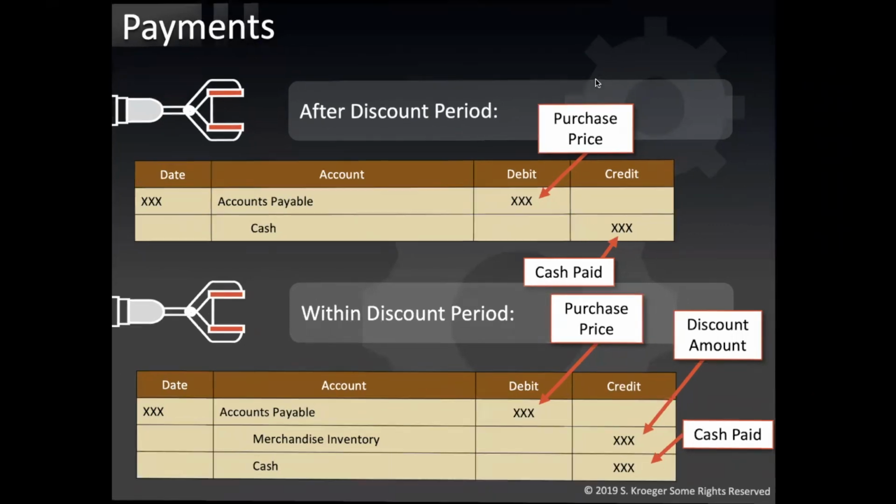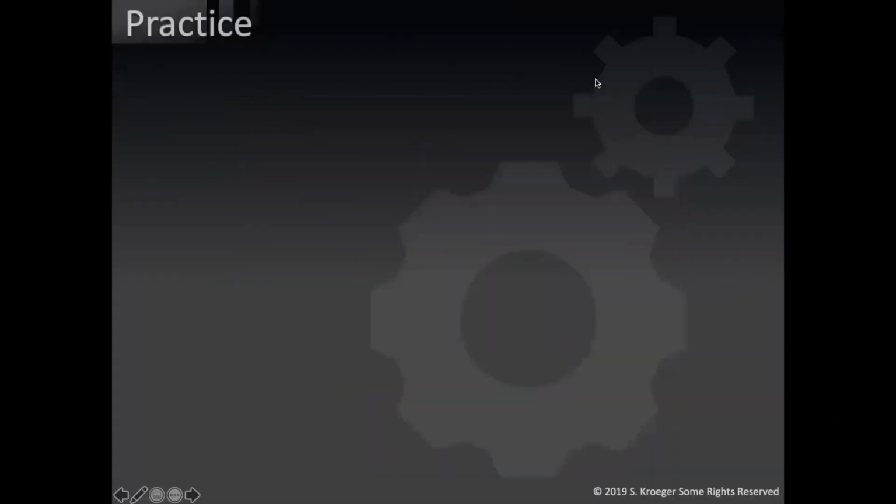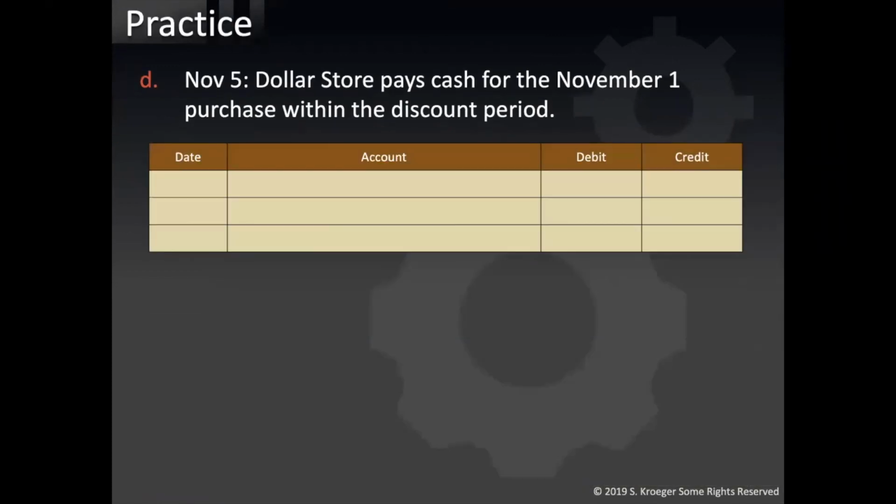Let's practice this. This is part D on your classwork. On November 5th, the dollar store pays cash for the November 1st purchase within the discount period. The journal entries are the easier part, while calculating the amounts are a little more difficult. Since we know this is within the discount period, let's input those account names. We have the date as 11/5, the debit is accounts payable, the two credits are merchandise inventory and cash. This is all taken from the previous slide.